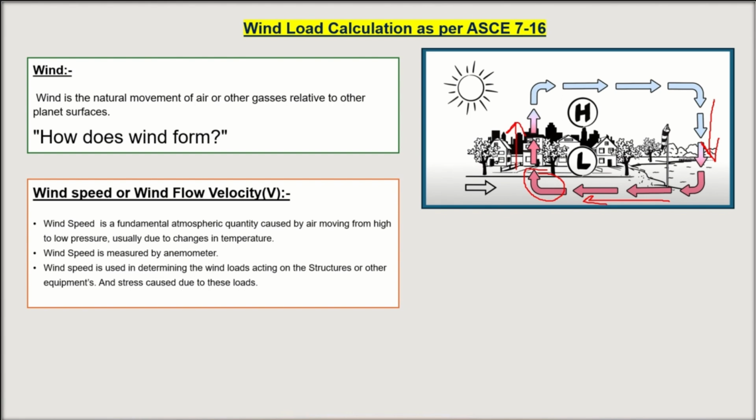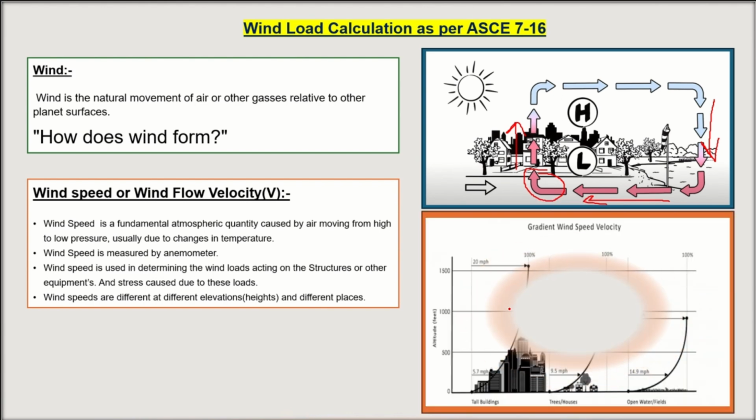I need to make one more point here. Winds are different at different elevations and at different places. This can actually be seen in different areas. Wind speeds vary at different elevations and places. Here you can see the exposure and elevation diagram. This exposure and elevation have a great impact on wind speed, guys.